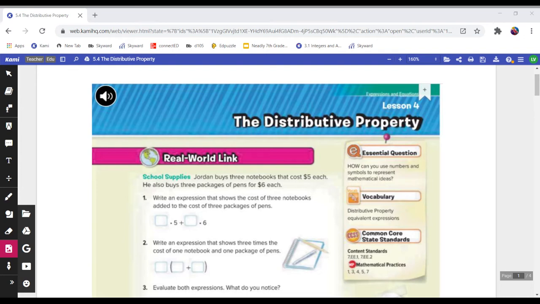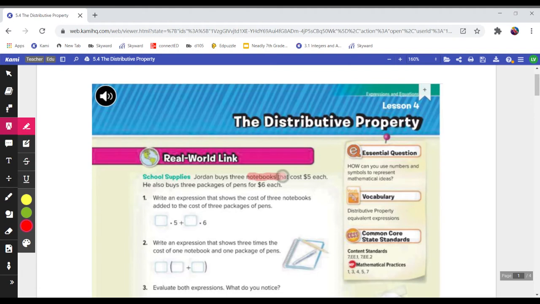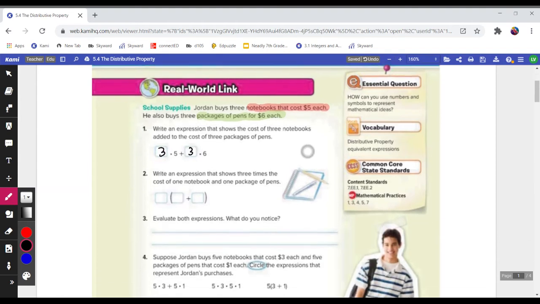Well, we know that each notebook costs $5. Notebooks cost $5 each. Then he also buys 3 packages of pens, and packages of pens are $6 each. So we're doing 3 times 5 plus 3 times 6.